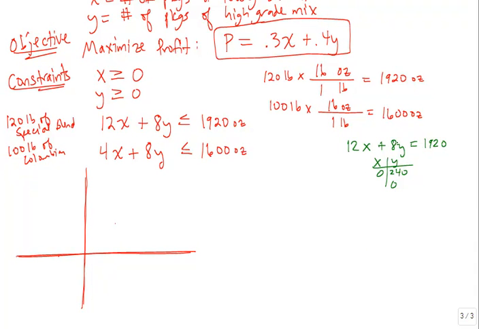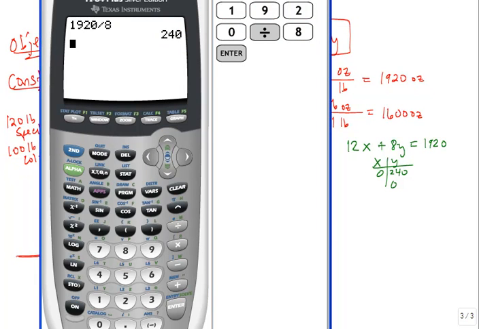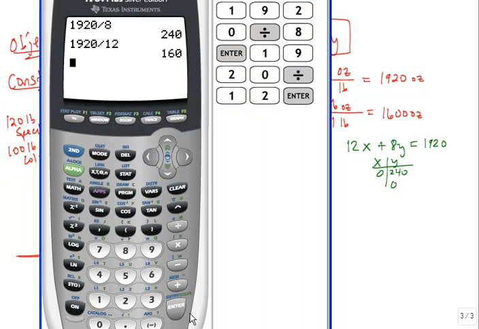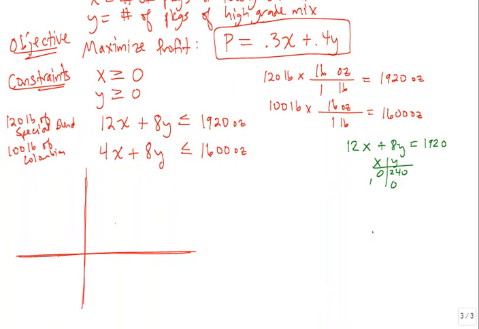And then if we let y be 0, we need 1920 divided by 12, which is 160. So those are my two intercepts. Let's go ahead and figure out what the graph of that is going to look like. So 240 somewhere up here, and 160 somewhere over here.